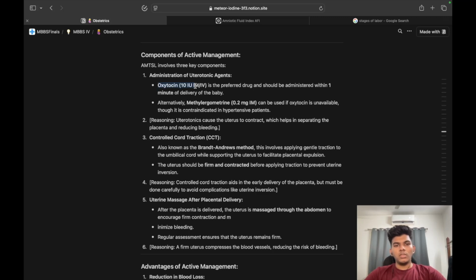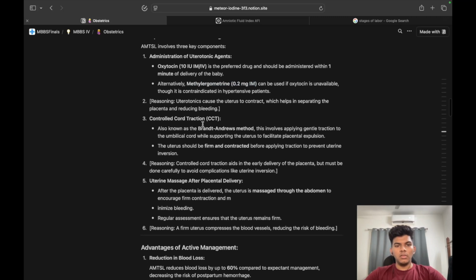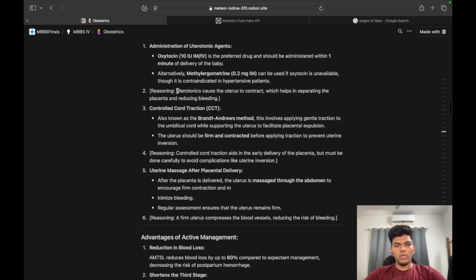Yeah, so oxytocin 10. So these are the drugs. Oxytocin 10 international units, IM or IV, is the preferred drug to be administered within 1 minute of delivery of baby. So immediately, 1 minute after the delivery. Alternatively, methylergometrine 0.2 milligram IM can be given if oxytocin is not available, though it is contraindicated in hypertensive patients. So oxytocin just acts on the uterus, but this one potentially even the rest of the blood vessels in the body. So uterotonic drugs cause the uterus to contract, which helps in the separating of placenta and reducing the bleeding.